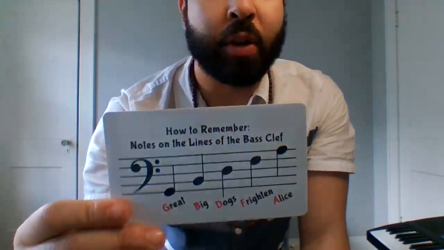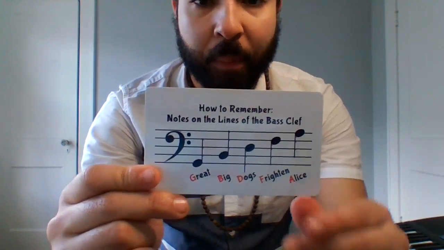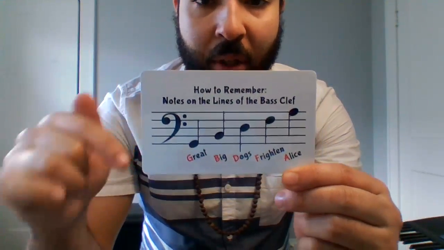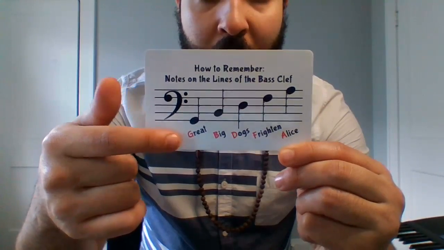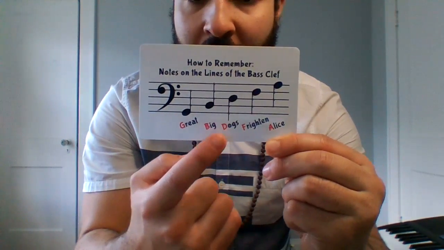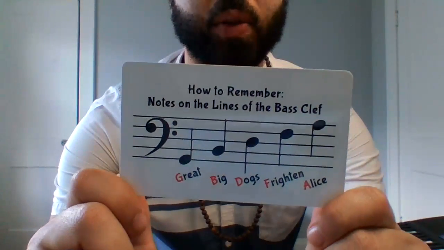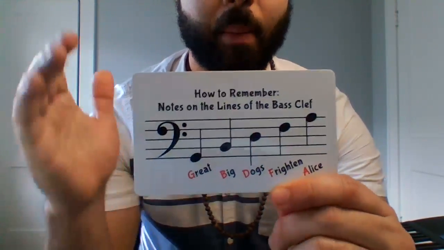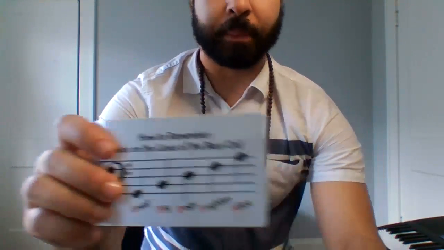All right. Now you can always make up your own mnemonic device. We actually will have that in an exit ticket. You can make your own mnemonic device tomorrow. But today we're going with great big dogs frighten Alice. I have good boys deserve fudge always. I've heard quite a few. This is the first time I've heard this one. But again, you can come up with anything you want to remember. This is just the one that happens to be on this card.